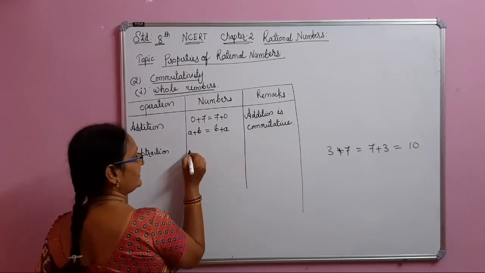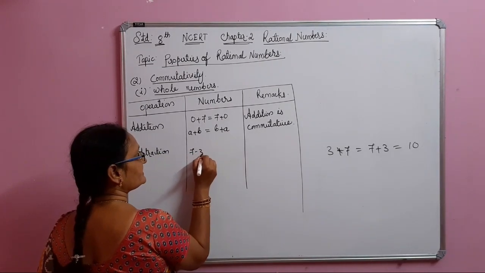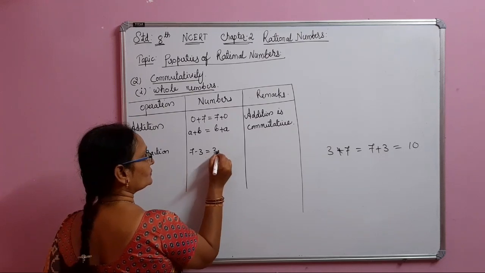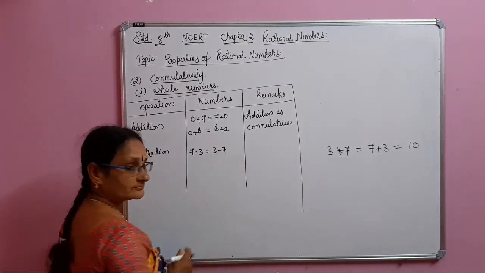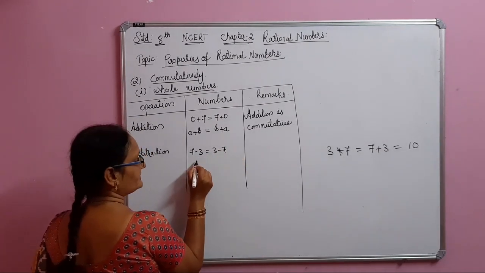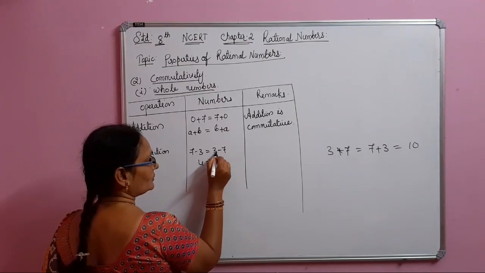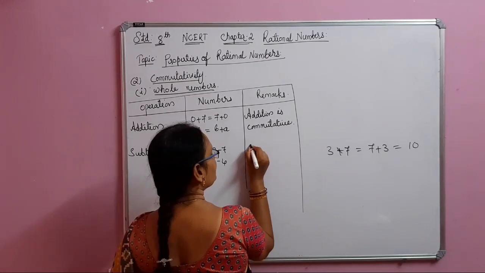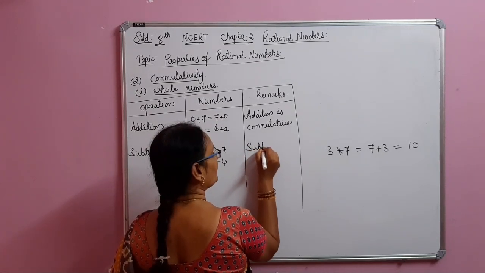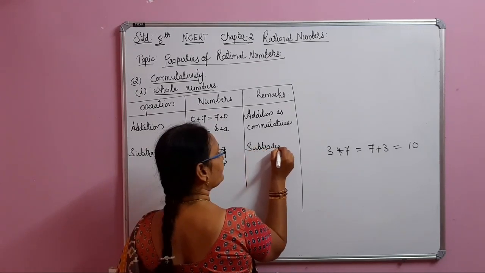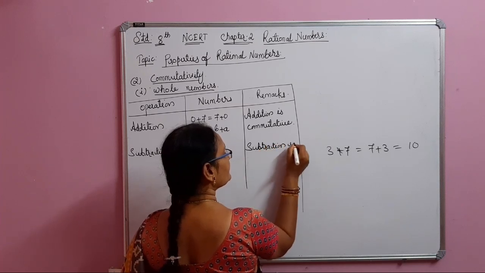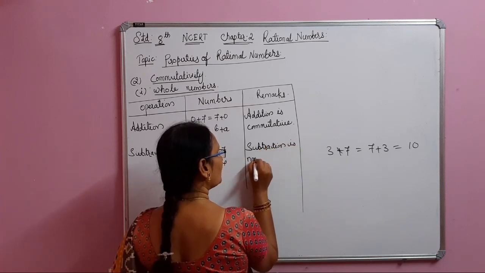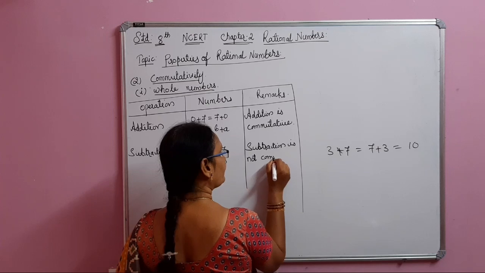In the same way, the second operation is subtraction. We will take any two numbers. See, 7 minus 3 is equal to 3 minus 7? No, because 7 minus 3 is 4, which is not equal to 3 minus 7, that is minus 4. That means subtraction is not commutative.